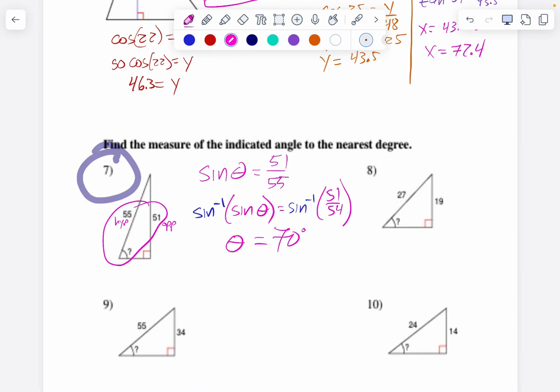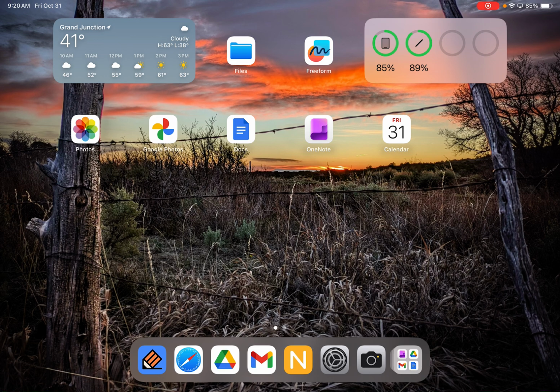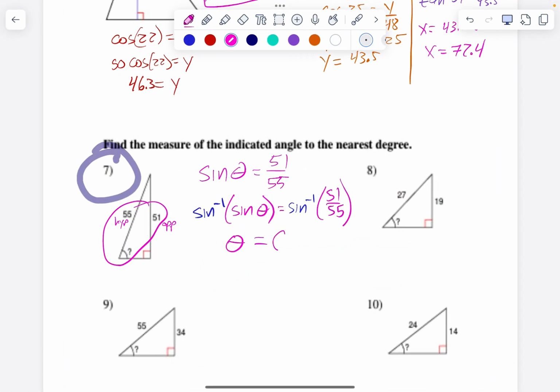So solving for angles, how do you feel about that? Wait, what? Oh, why did I do that? Thanks. Anyway, any issues with finding angles? Okay.